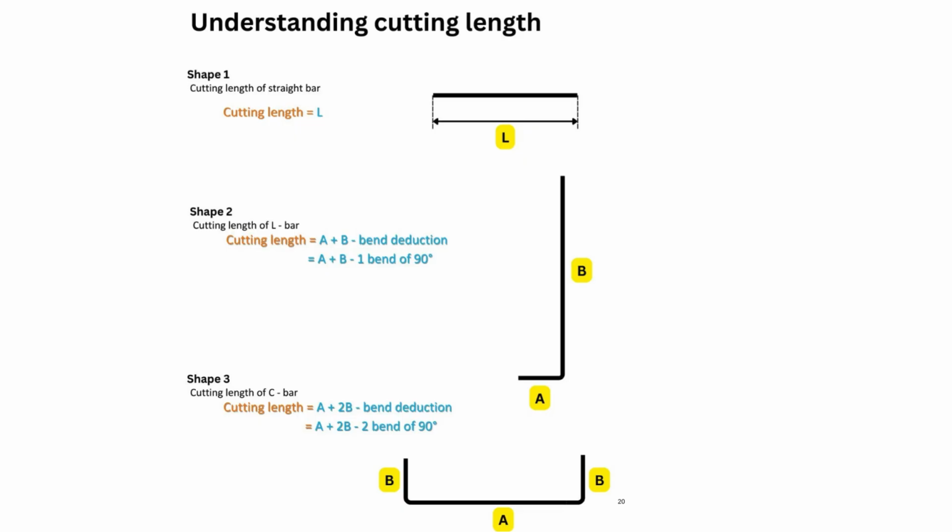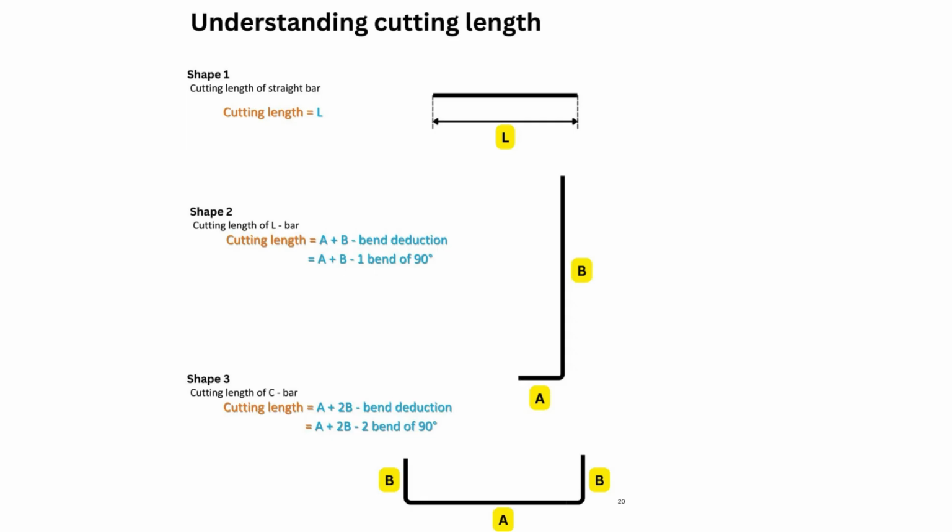Standard bend deduction for 90 degrees equals 1 times d, where d is the diameter of the bar. Formula becomes cutting length equals A plus B minus 1d. Example, A equals 50 centimeters, B equals 40 centimeters, bar dia, d, equals 12 millimeters. Cutting length equals 50 plus 40 minus 1 times 1.2 equals 90 minus 1.2 equals 88.8 centimeters.